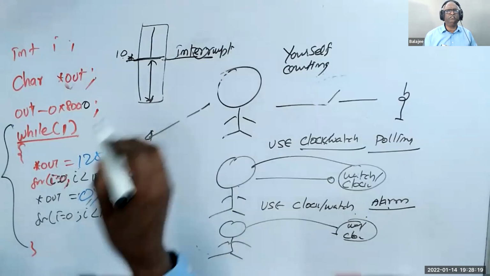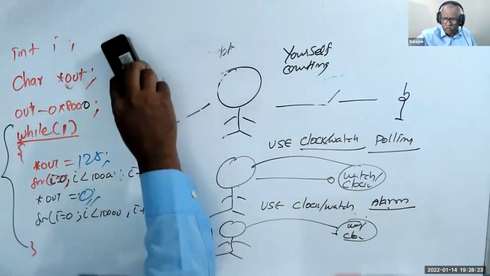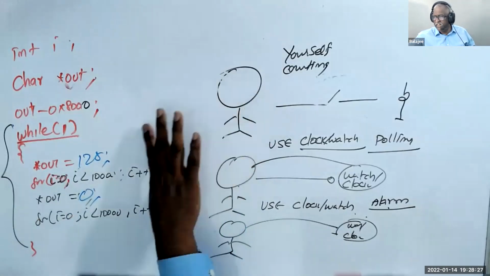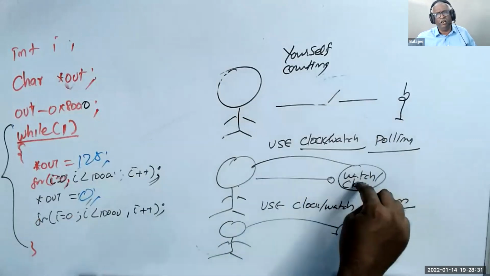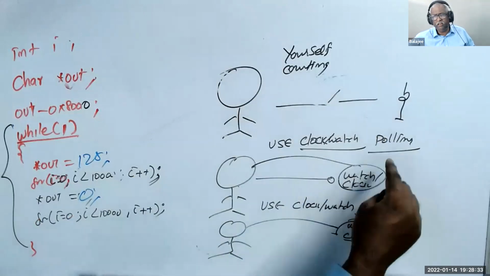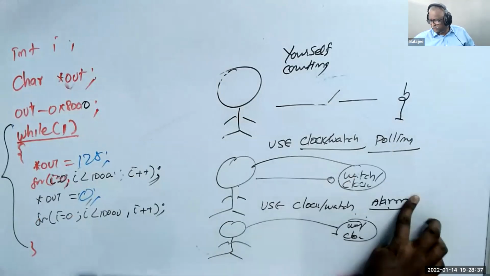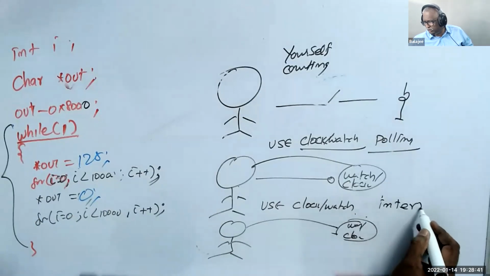What is the name called? It's called interrupt. Okay. So there are three methods available when you are trying to deal with the outside. One is you can do it yourself, or you can use the clock with polling, without interrupt. And the third one is you can do it with interrupt. Now we do the same thing in a microcontroller.